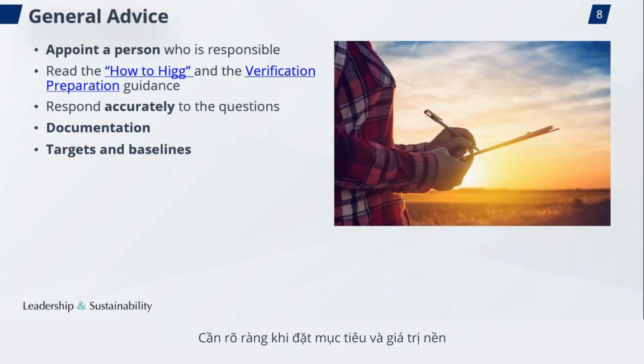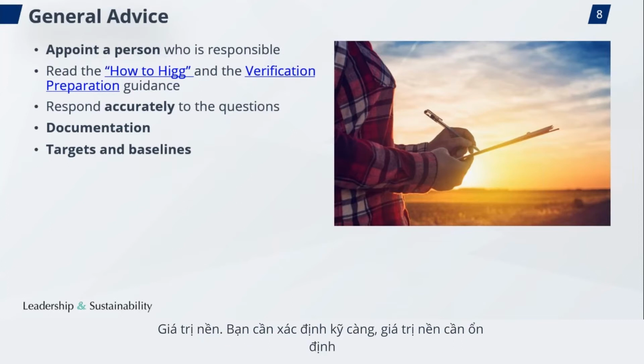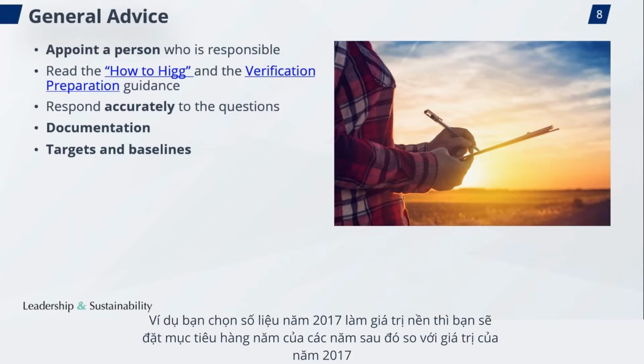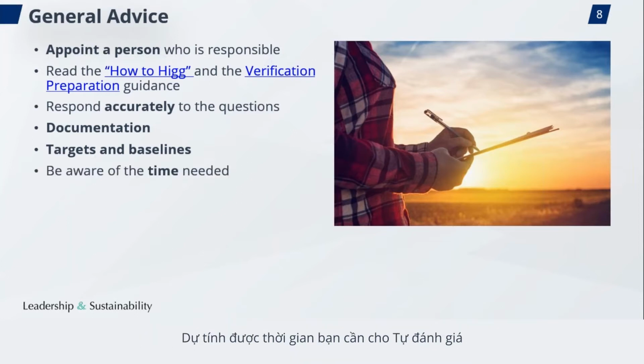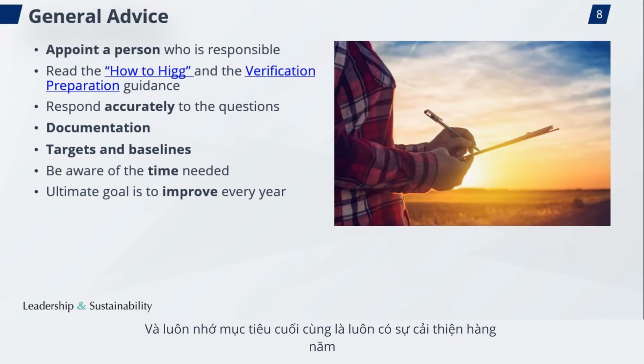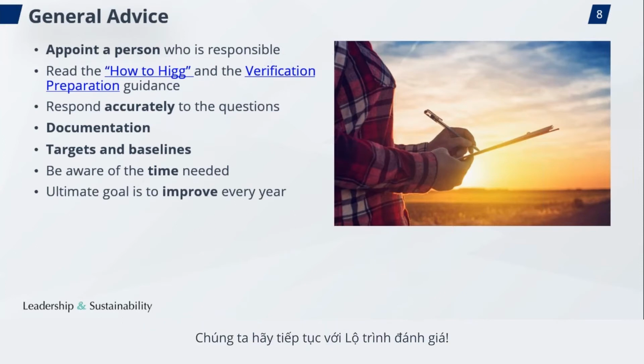And then be clear when setting targets and baselines. Baselines, you need to define them well. They should also be stable. So for example, you choose a baseline year of 2017, and then you will set your annual goals comparing with 2017, also moving forward. Be aware of the time you need to invest into filling out the self-assessment. And of course, the ultimate goal is to have improvements every year, year by year.